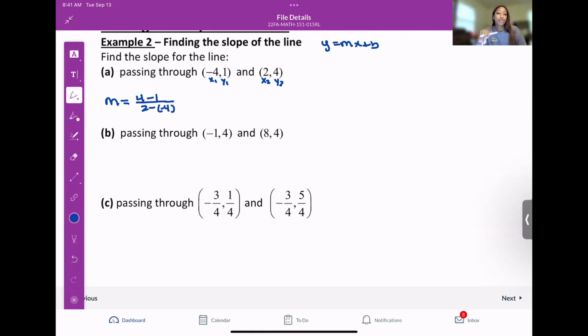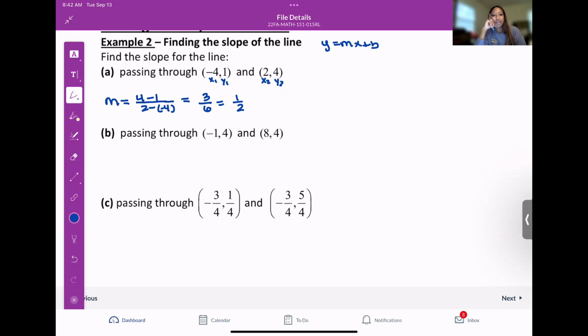4 minus 1 over 2 minus negative 4. Be careful when you do this. Whatever point you start with for the y's, you have to start with that same point in the denominator for the x's. Okay, so I started with the second point in the numerator and denominator. If we simplify this, that's 3 over 2 minus negative 4, which would be 6. So that gives us a slope of 1/2.